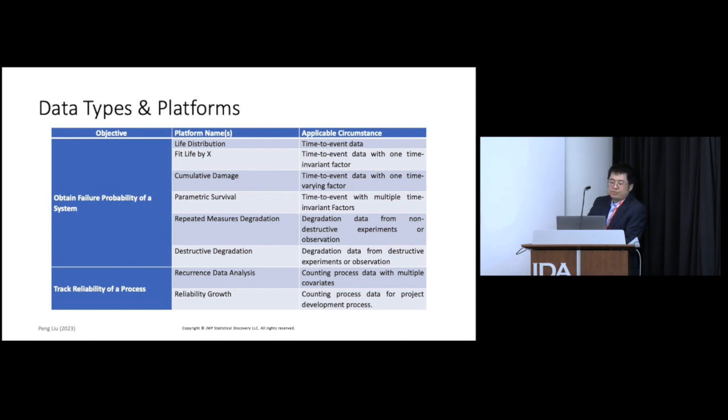If we just have time to failure data, we use Life Distribution. If we have the time to failure data with one time invariant factor, say temperature, then we need to use another platform. It's called Fit Life by X. The first platform won't be able to analyze this kind of data.